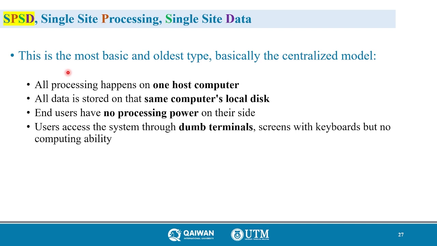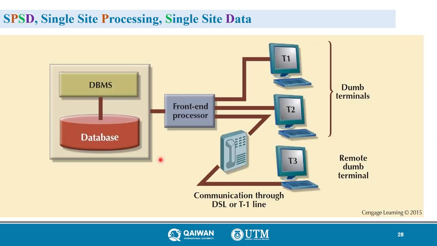Now, SPSD, single site process, single site data, is the most basic and oldest type. What do I mean by this? It is a centralized model. All processing happens on one computer, the host computer, and all data is stored on the same computer's local disk. End users have no processing power. Users access the system through a dumb terminal, a screen with a keyboard, but no computing ability.